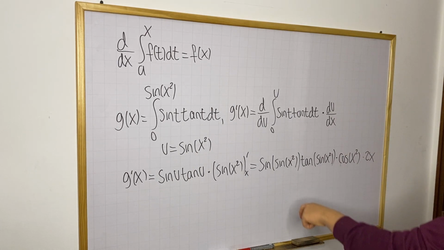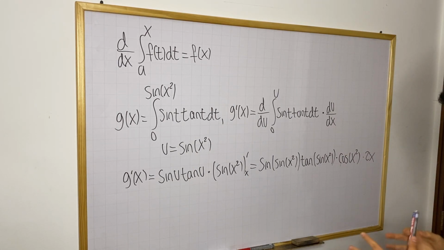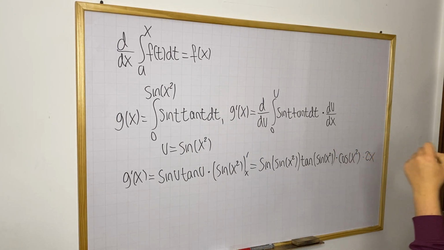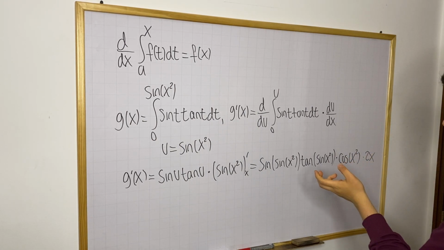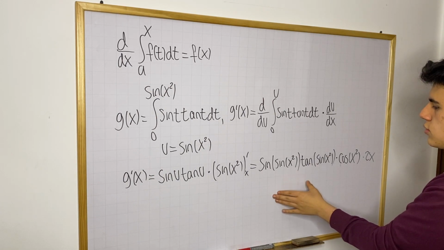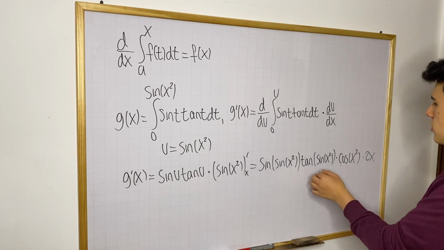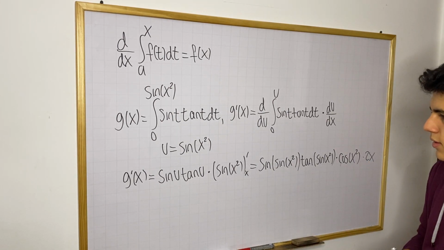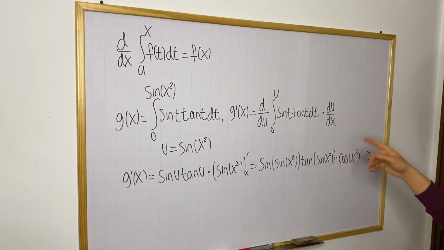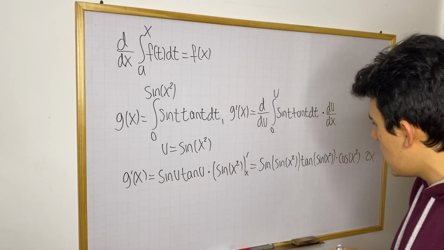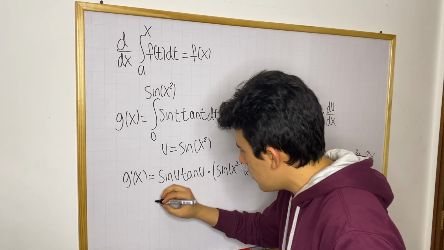And now, is there any way I can write this in a better form? This is going to be the final result for g prime. I don't think there's any way to write this better. You could put these two together and you would get sine squared of sine. Yeah, I'm actually going to do that because this is kind of too long. Let me show you how I would simplify it so that it looks better.